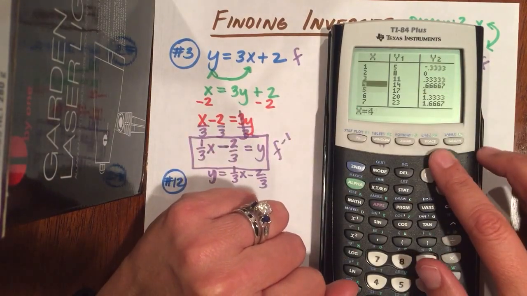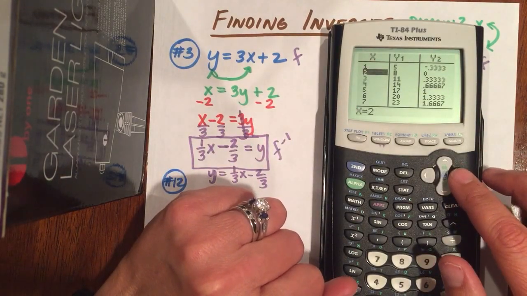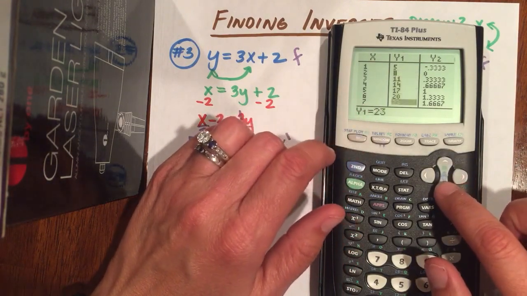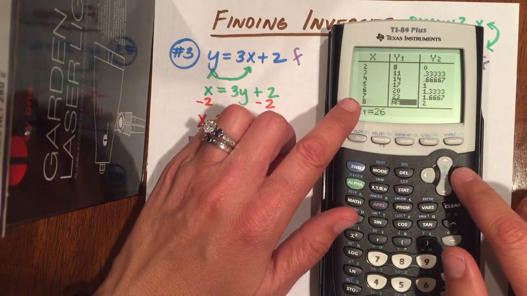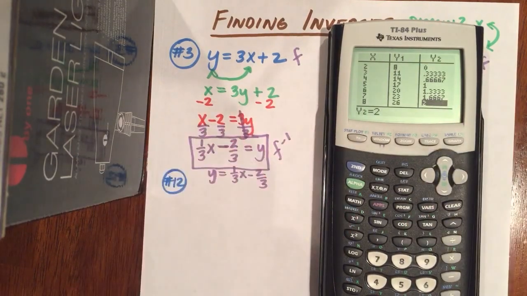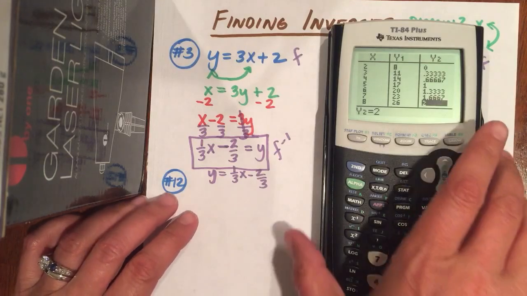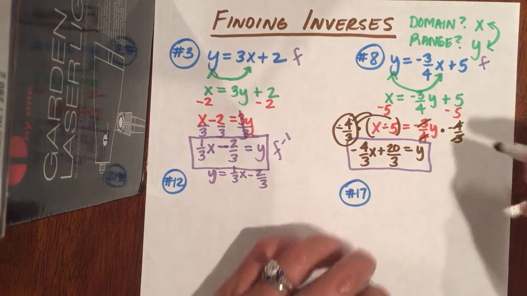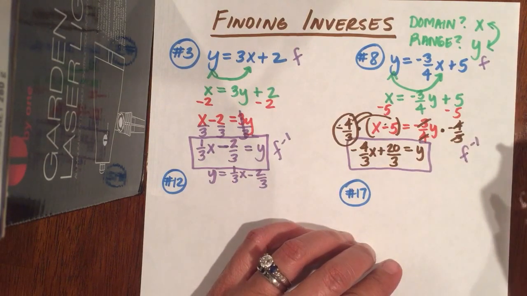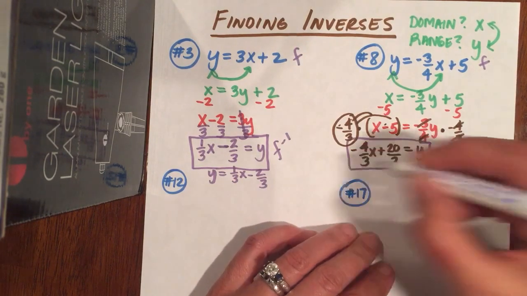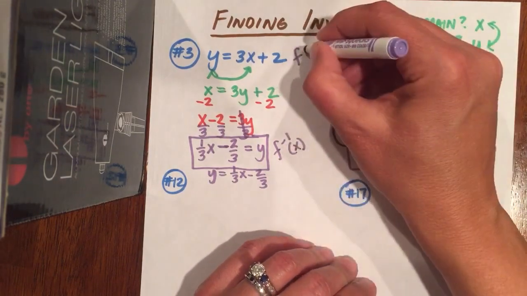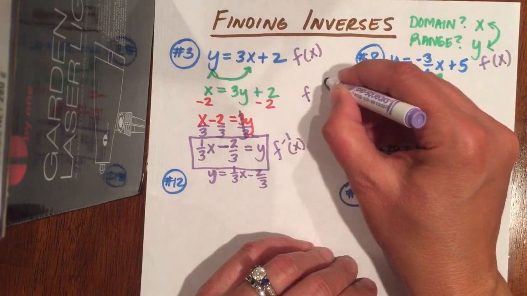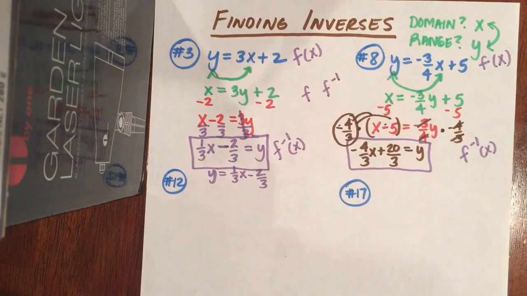Let's try another one. When x is 2, y should be 8. That means in the inverse, when x is 8, y should be 2. And there we go. So that's how we know we have the correct inverses. Okay, so that's how you can check it in the calculator. And again, you have f and f negative 1. Now you can write f negative 1 of x, make these f of x, but you'll see it written both ways. Sometimes you'll see it written f and f negative 1, and it means the same thing.